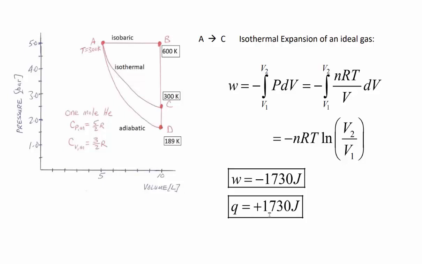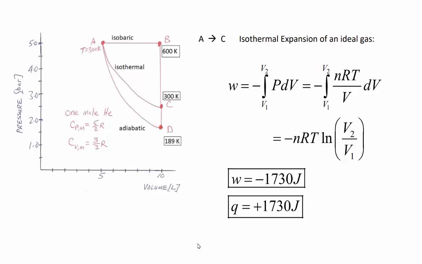And I can simply write Q as being the opposite, because we know for an isothermal process, the total energy change is 0. So however much work is done by the gas, that's how much heat has to come into the system to compensate for that work being done, because the energy of the gas itself is not changing.